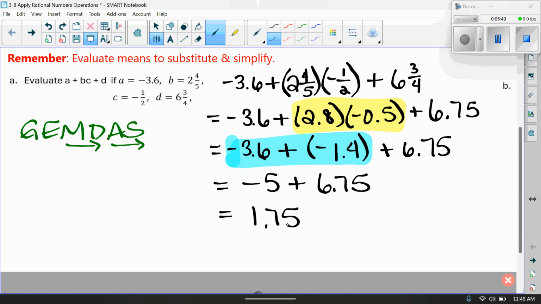Now, if we want to change this back to a fraction, we know that 1.75 says 1 and 75 hundredths. So here, we want to rewrite this is equal to 1 and 75 hundredths. And of course, we can simplify 75 hundredths by dividing by 25.